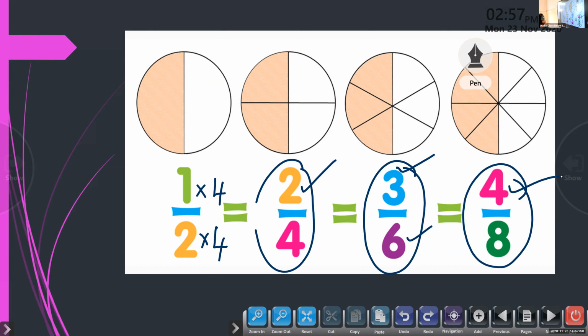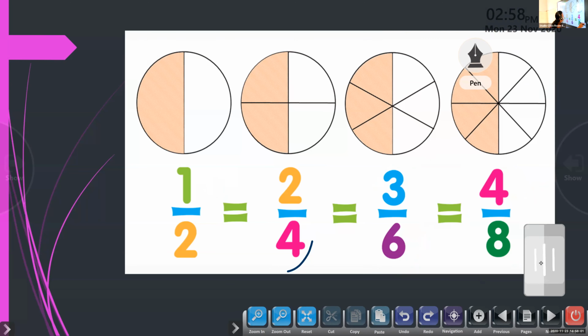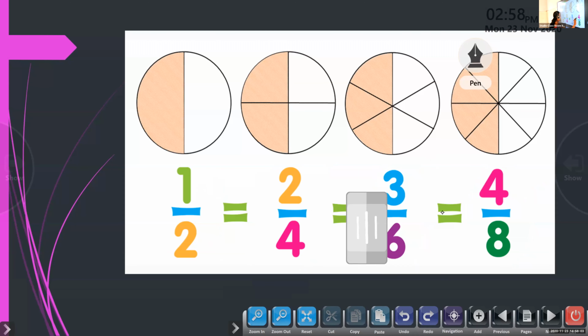Okay. So 2 by 4, 3 by 6, 4 by 8, all are equivalent fractions. Now children, you can see when you multiply the numerator and denominator by the same number, you will get an equivalent fraction. Now look at the picture here. Yes, Glenn. Okay, what is this here?